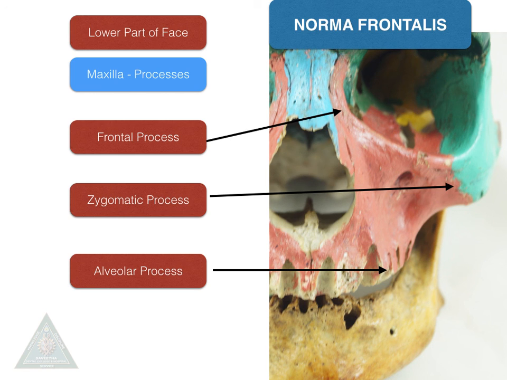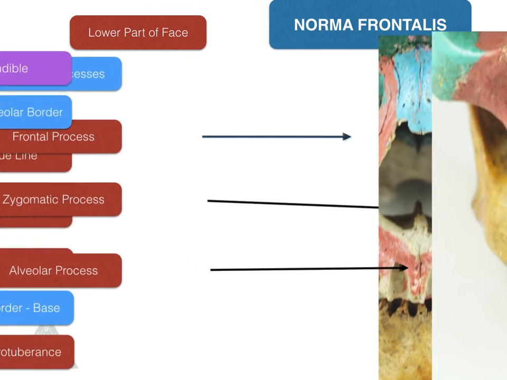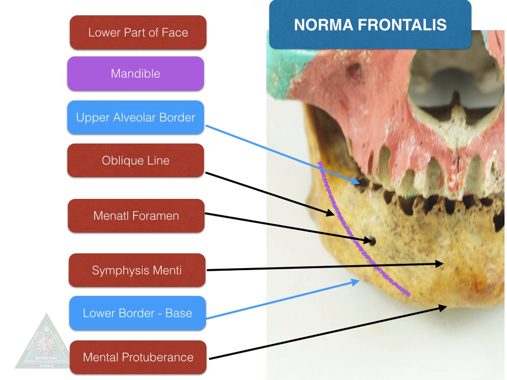We have the frontal process of the maxilla, which goes to articulate with the frontal bone, the zygomatic process of the maxilla, and the alveolar process of the maxilla, which houses the upper row of teeth. Moving on to the mandible, you can see the upper alveolar border, which houses the lower row of teeth, and the lower border of the mandible, which is called the base of the mandible.